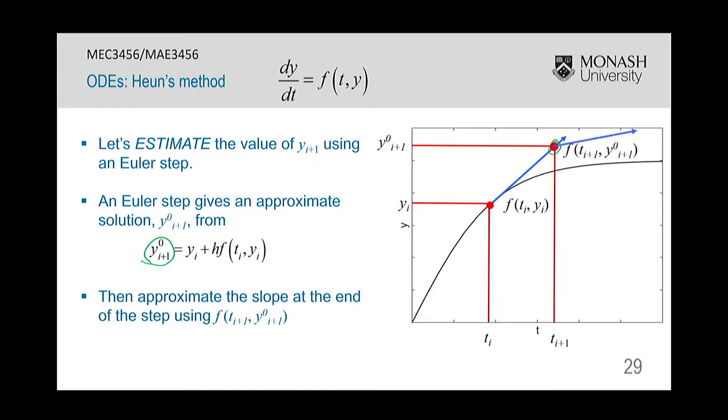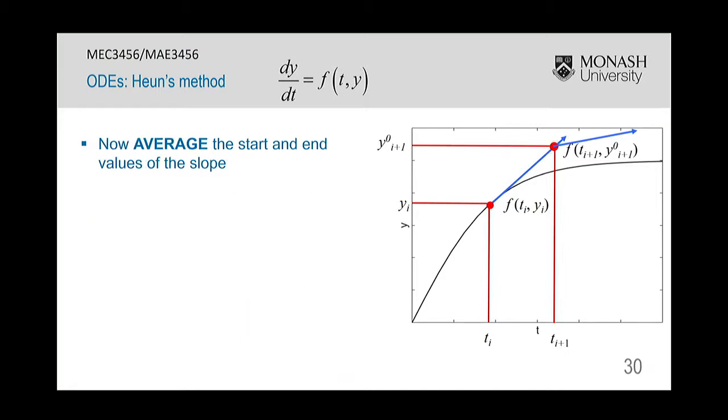Then what we can do is estimate the slope at this end point by substituting yi plus 1 superscript 0 into our right hand side function. So if we can estimate this slope at the end there, we can say it's approximately going to be equal to the actual slope at the end point. There will be an error associated with that approximation. So now we average the start and the end values of the slope. We calculate the average value, so it points somewhere in between these two.